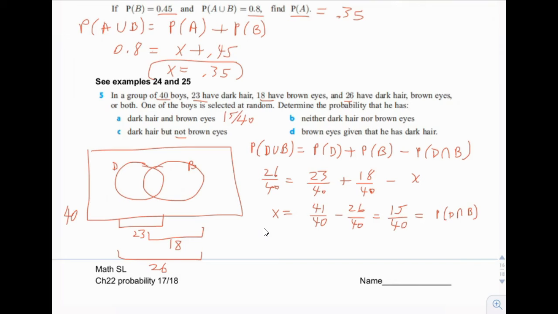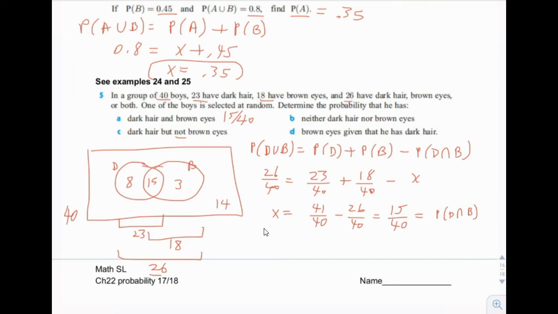What about dark hair but not brown eyes? Now I think we can start filling in some numbers here, and it's going to help us figure out everything. So we know that the fish shape is going to have 15. And we know that the bit apple shape of D is going to be 23 minus 15, which is 8. The bit apple shape of B is 18 minus 15, which is 3. And let's check to make sure that those add up to 26. 8 plus 3 is 11. Plus 15 is 26. Good. And then 40 minus 26 would be the region outside the two circles, which would be 14.